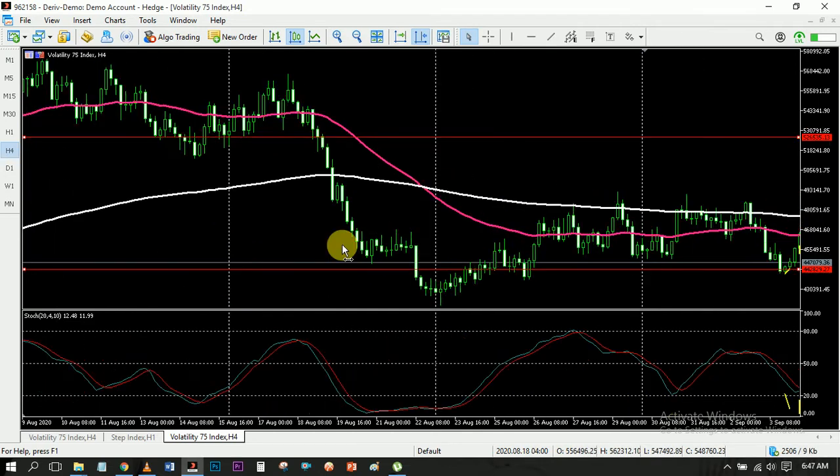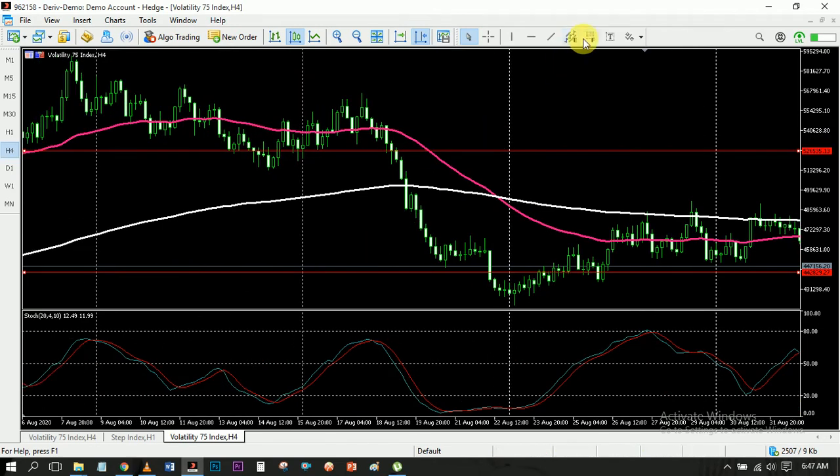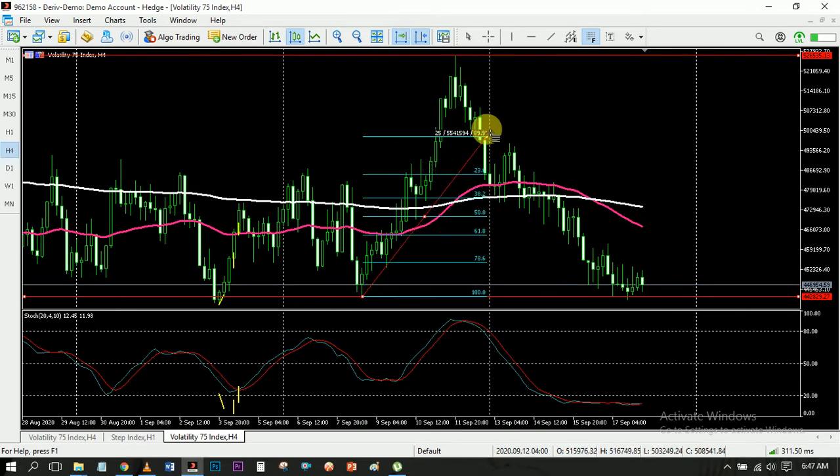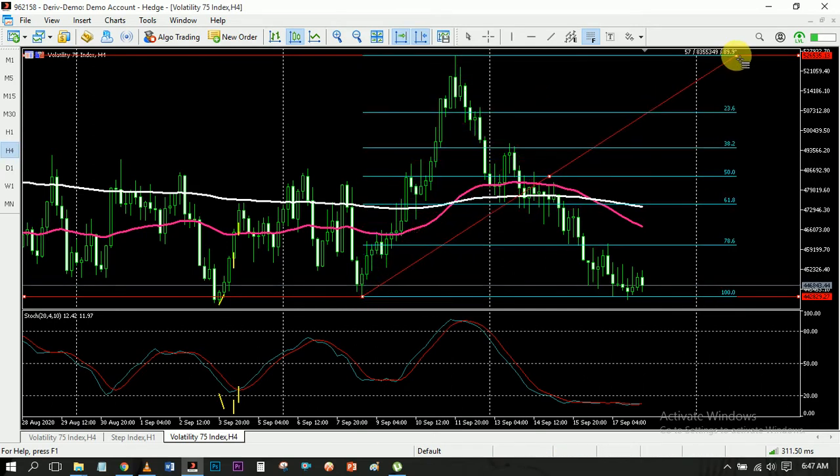It is important that you draw your Fibonacci from the beginning of the trend, from the one that preceded to the one that followed. You can see this move from top to bottom right here. Since the previous week moved from bottom to top, we'll be drawing our Fibonacci from this low to this high, this way.